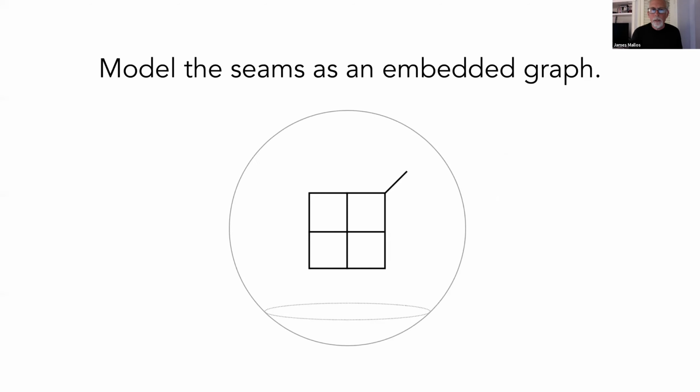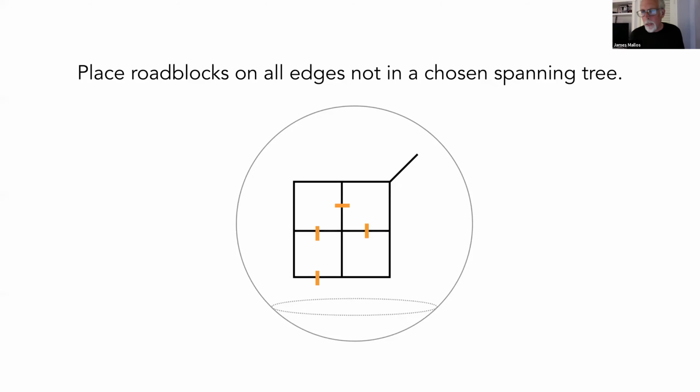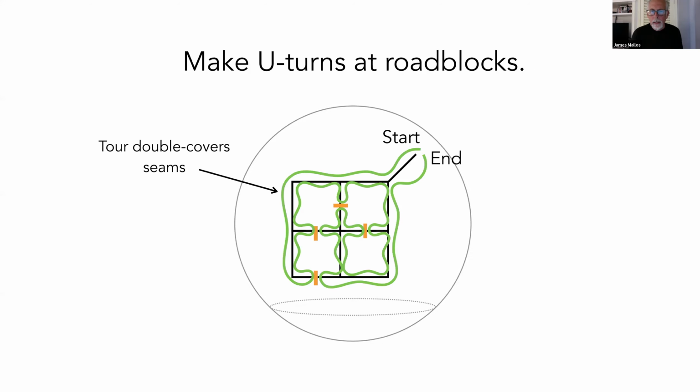And this is how it would work. You model your patchwork of seams as an embedded graph, pick a spanning tree, and then roadblock all of the edges that are not in the spanning tree. And then if you make U-turns at all the roadblocks, you see there is a path that meanders through, and for some of the seams, it's only going halfway and turning back, but in total, the whole thing is one big loop. And that solves the problem of not having to start and end at more than one place and not having to lock more than one stitch.